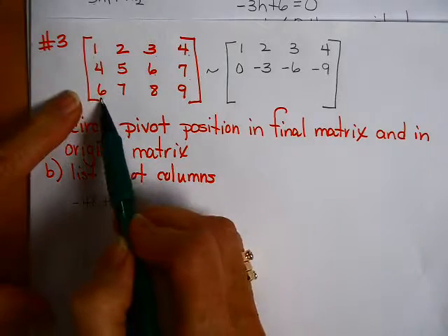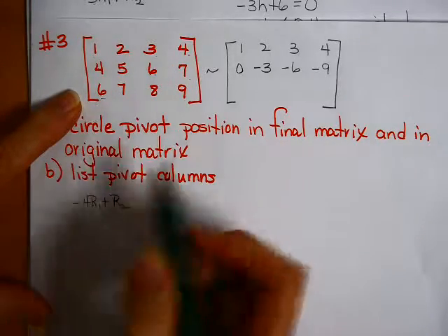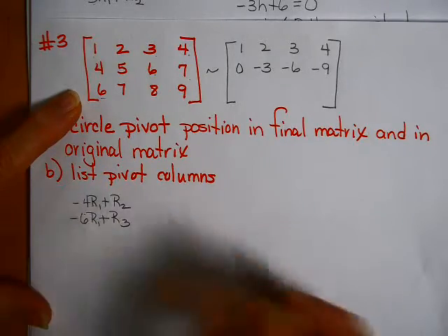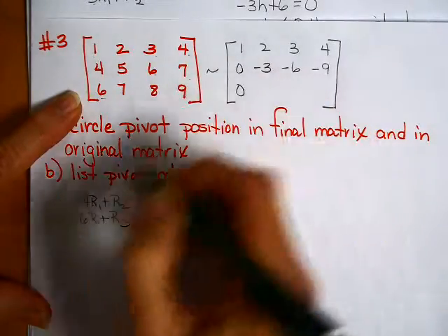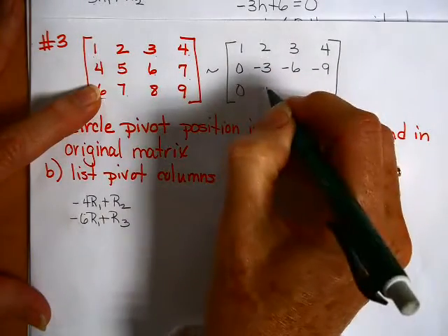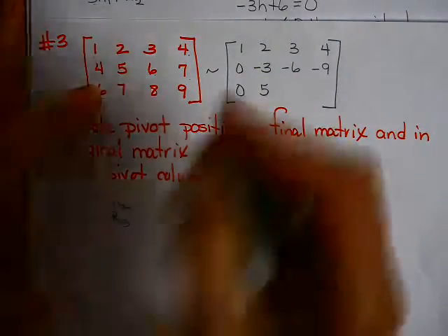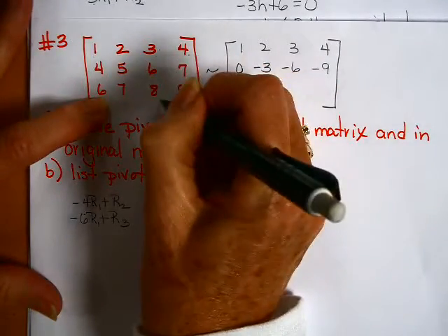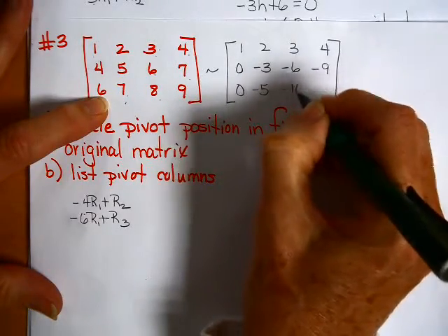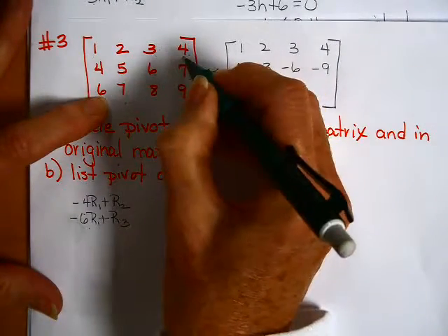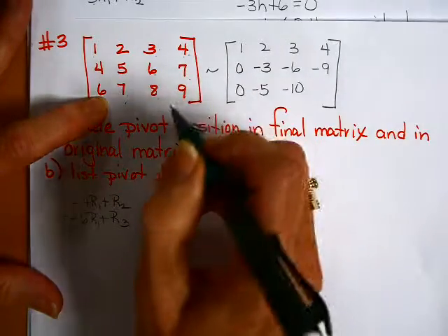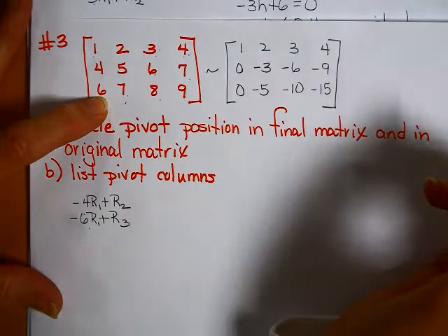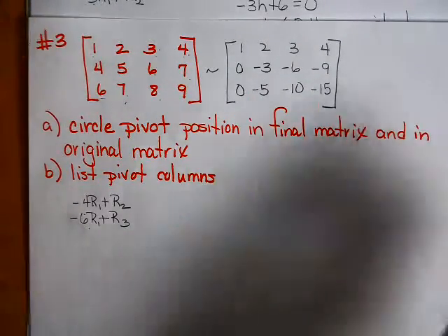All right, then I would go ahead and get rid of this 6, so I would multiply -6 times row 1 and add it to row 3. So that's a 0. -12 and 7 is -5, I believe. -18 and 8 looks like -10. -24 and 9, is that -15? Okay. Yes?